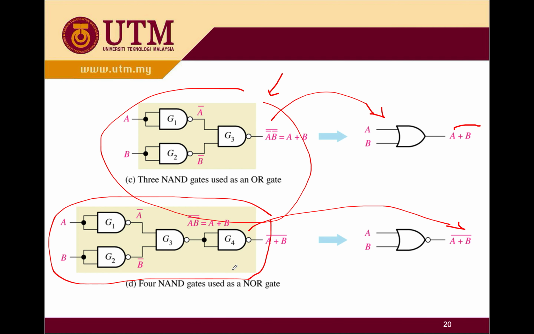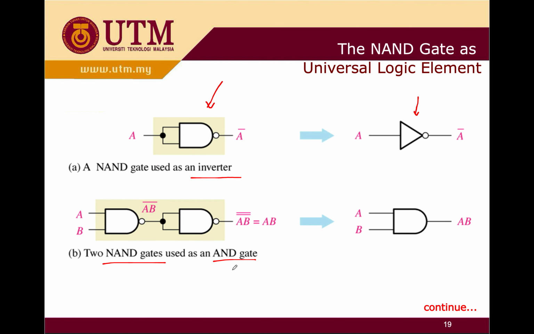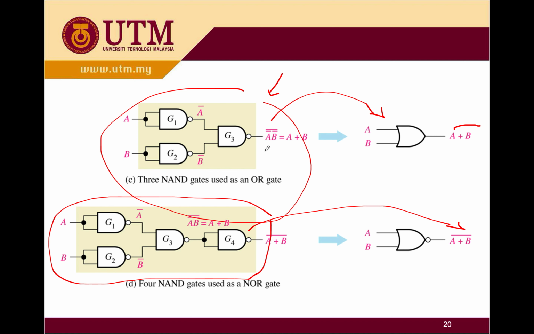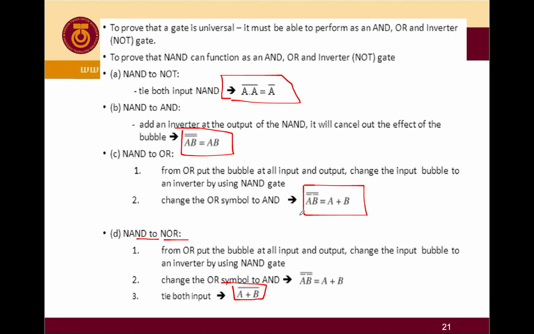So you have 4 possibilities using NAND gates. With one NAND gate, you will get NOT, and then with 2 NAND gates, you're going to get AND gate. With 3 NAND gates, you're going to get OR gate, and lastly with 4 NAND gates, you're going to get a NOR gate. So this is basically the summarization.